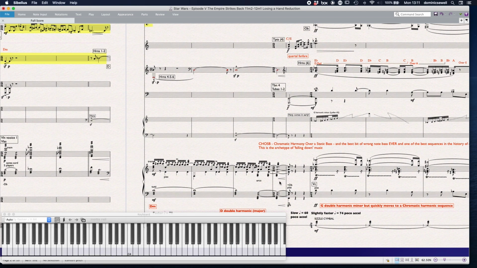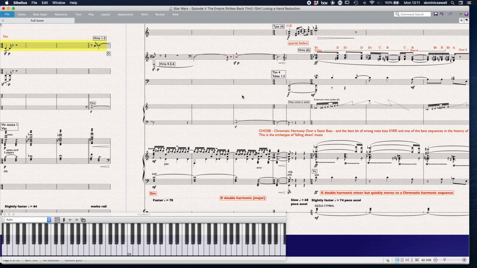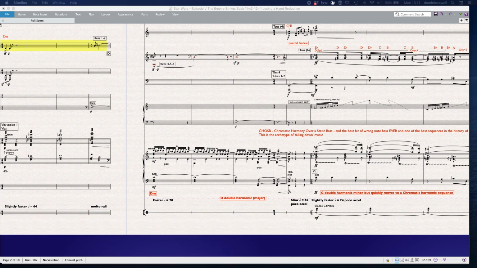But it's interesting because he's also using an E there as well. So it's changed from D double harmonic into an E pedal as he goes into it. Let's see whether I can try and get to that. Here we go.